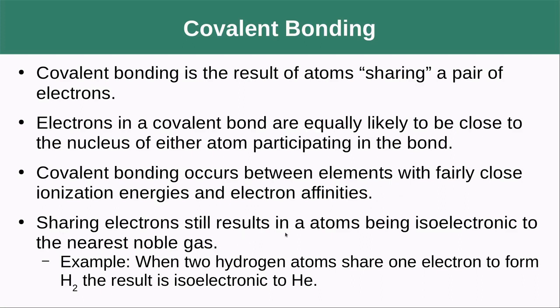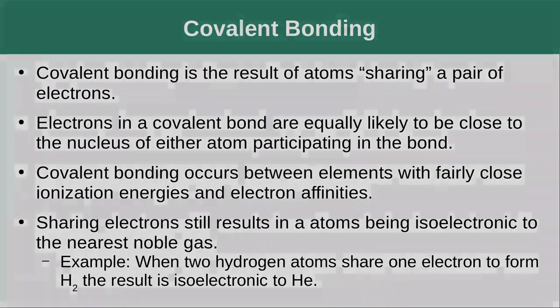Sharing electrons still results in atoms being isoelectronic to the nearest noble gas. So an example of that is when two hydrogen atoms share one electron to form H2, the result is isoelectronic to helium. So they're still doing it for the same purpose, to get a stable electronic configuration.